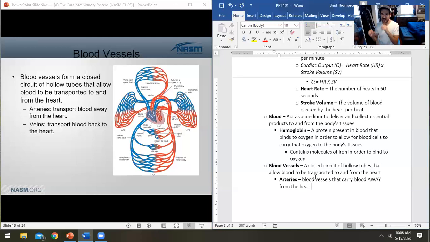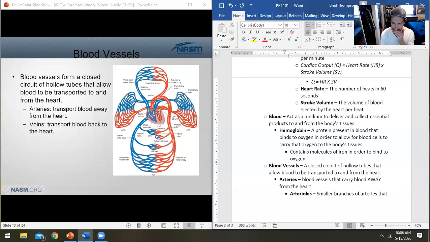Now, there is a small meeting place in between these two. There's a small branch of arteries that we're going to call arterioles, okay? Arterioles are smaller branches of arteries.